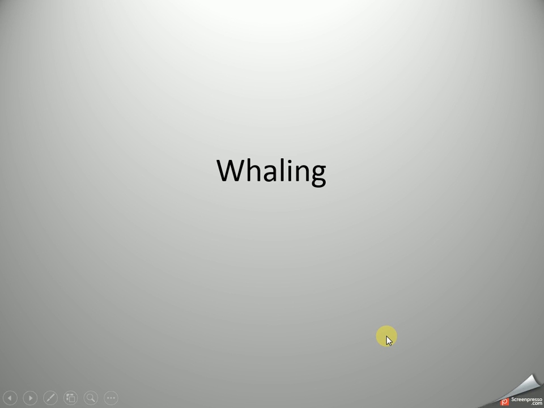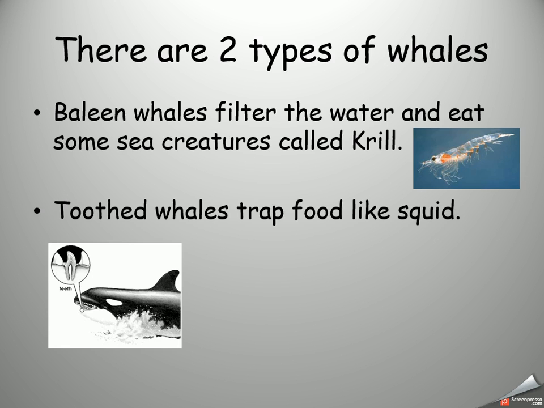Three main things. Okay, whaling. I shouldn't say that so gleefully. Whaling. So we're going to learn about hunting whales. But first of all, you've got to know that there are two types of whales. There are the baleen whales, which filter the water and eat small sea creatures like krill. That's krill right there. And toothed whales, which hunt other animals like squid.